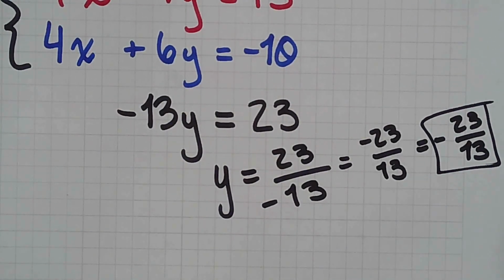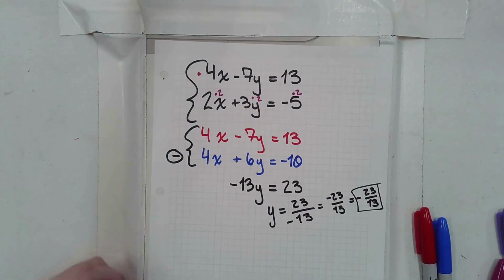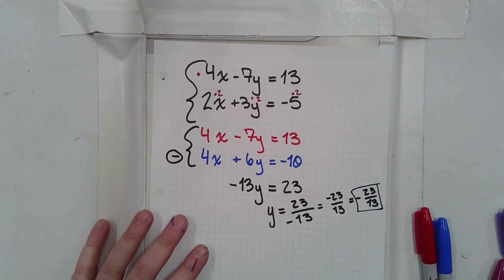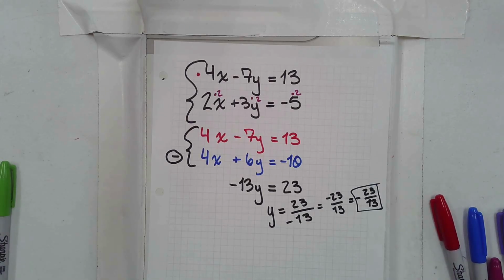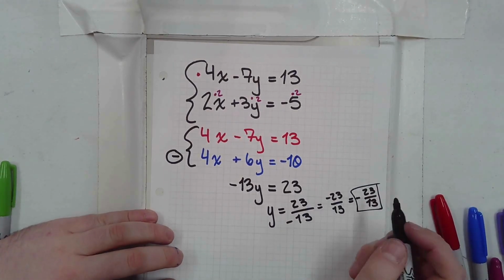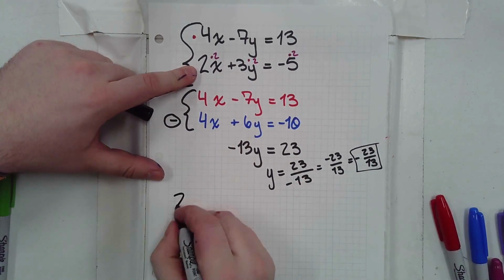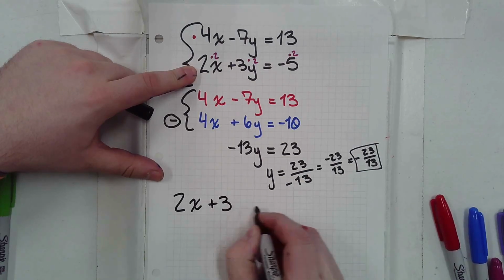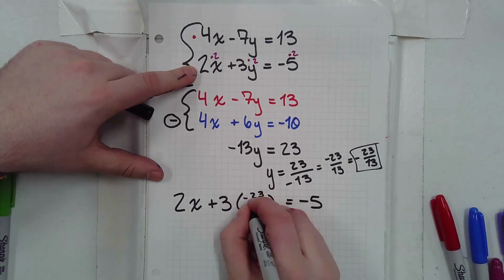So that's our y value, and now that we found our y value, we can plug that back in and get our x value. So this was still pretty quick to get our first value, right, for y. But we're still going to have the same problem substitution has, where we plug this in and the numbers are kind of nasty. So I think I'll plug this into the bottom equation, this one right here. 2x plus 3 times whatever y is equals negative 5. And we said that y was this.